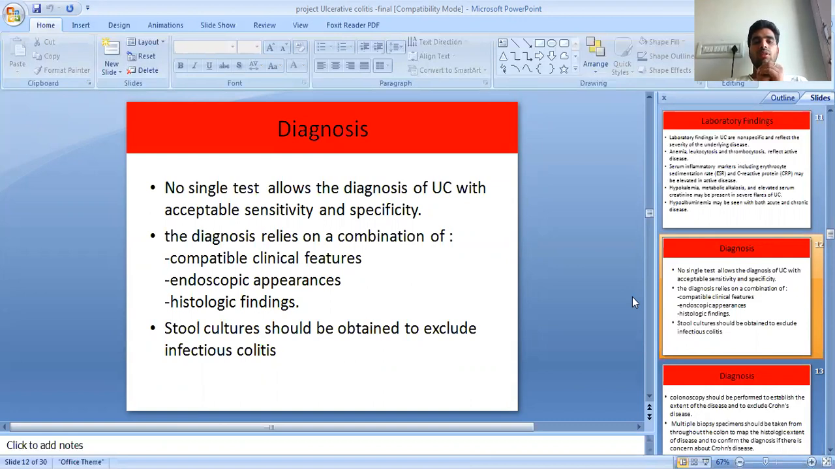No single test allows the diagnosis of ulcerative colitis with acceptable sensitivity and specificity. The diagnosis relies on a combination of compatible clinical features, endoscopic appearance, histological findings. Stool culture should be obtained to exclude infectious colitis.